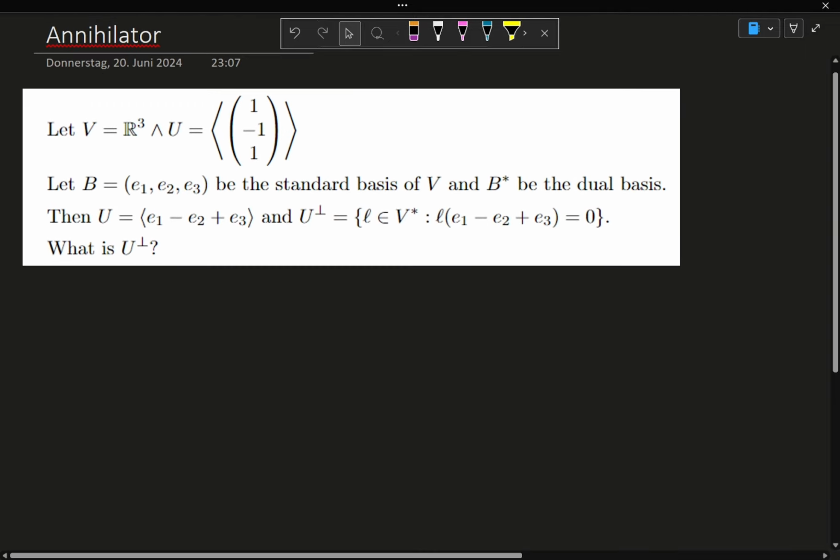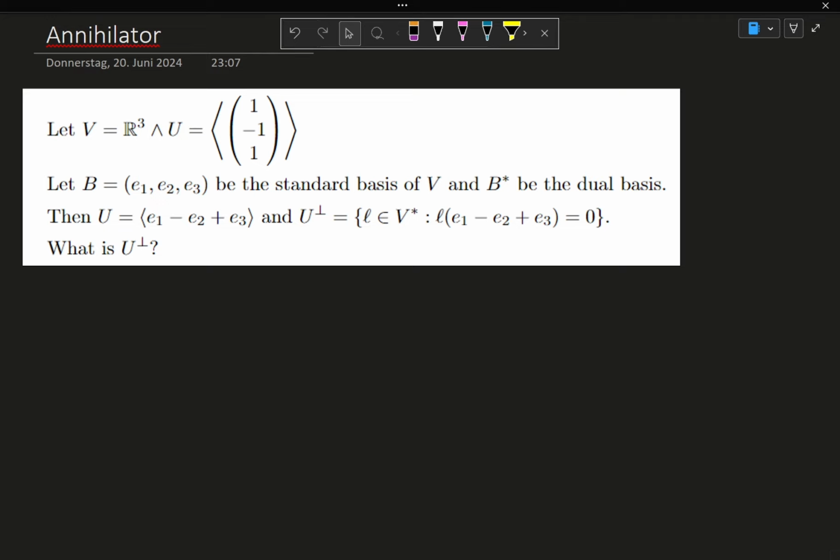Let V be equal to R to the power of 3 and U is equal to the span of (1, -1, 1), and let B be equal to the standard basis of V and B star be the dual basis. Then U is equal to the span of e1 - e2 + e3, and U perpendicular is equal to the set of L in the dual space such that L of e1 - e2 + e3 needs to be equal to 0. What is U perpendicular?